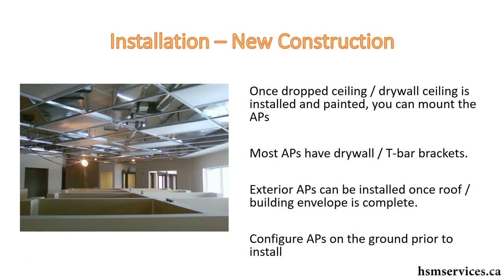And of course, once you've installed your dropped ceiling, then you can start pulling the wire, terminating the wire in the ceiling, and mounting the access points. Most access points have brackets for drywall and T-bar. I should say that after you've terminated the cable, maybe in this phase, you can do the certification. APs that are going outside can be installed once you've got a completed roof or building envelope, once you've got the final structure that you're bolting your poles and masts to.